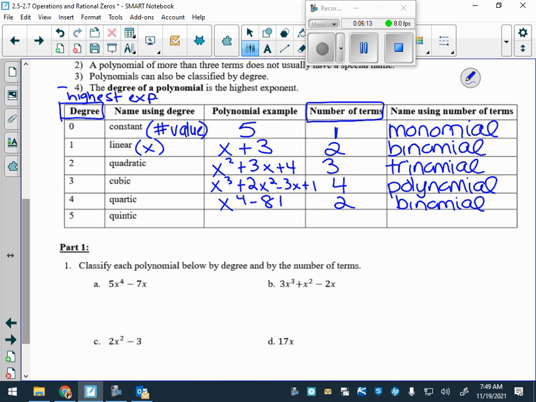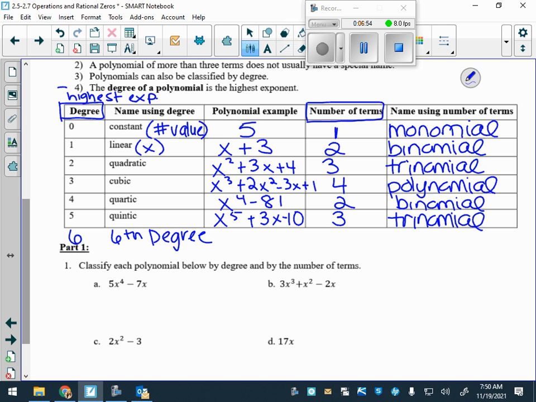If I have a degree of 5, it's called quintic. Quintic. x to the 5th plus 3x minus 10 is an example. How many terms do I have here? 3. So what would that name be? Trinomial. So anything higher than 5, for example 6, would be called the 6th degree.